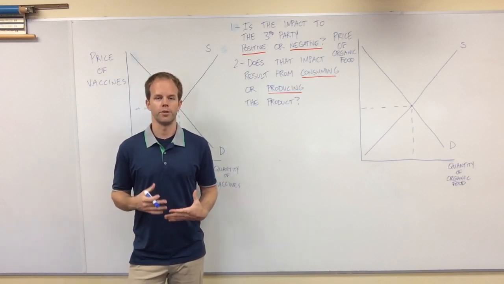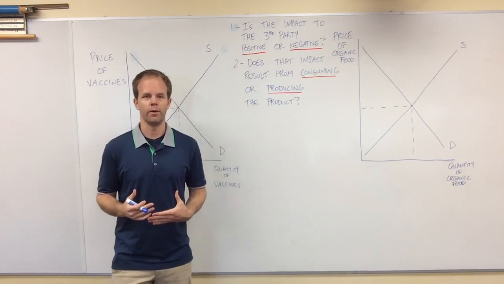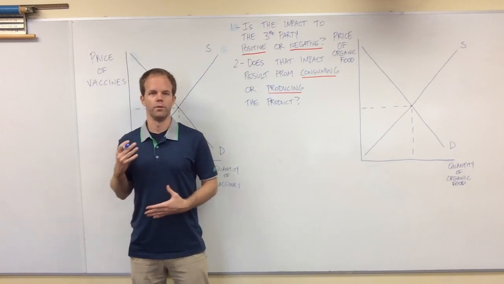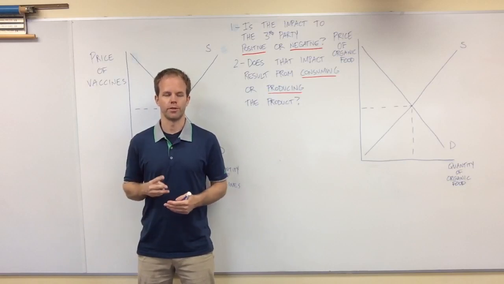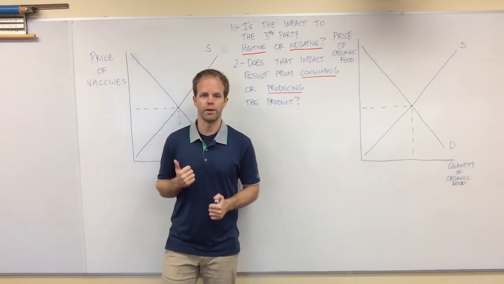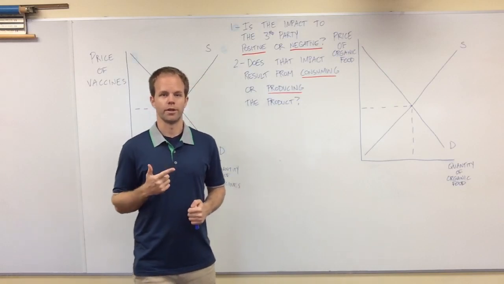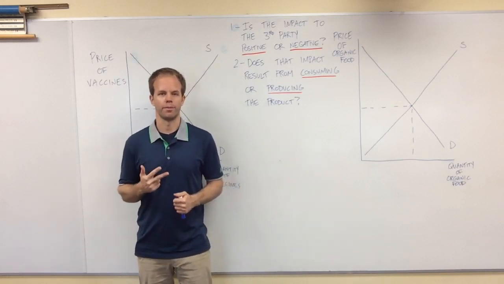Okay, so we're going to get into positive externalities now, and we're going to assume that you know those things. Okay? So remember, an externality has three components to it. There's a market for something, there's the producer, there's the consumer, and then there's the third party.